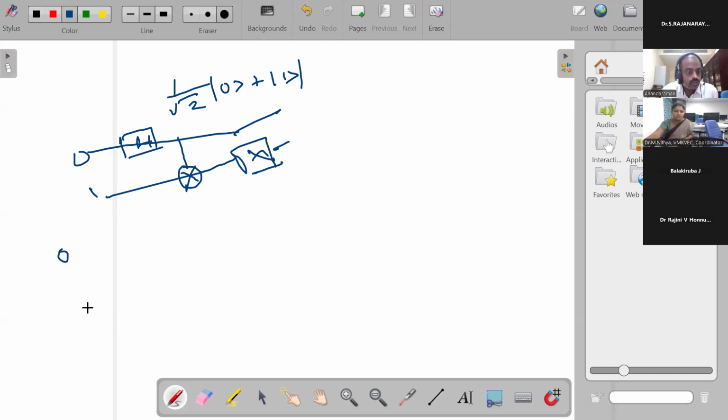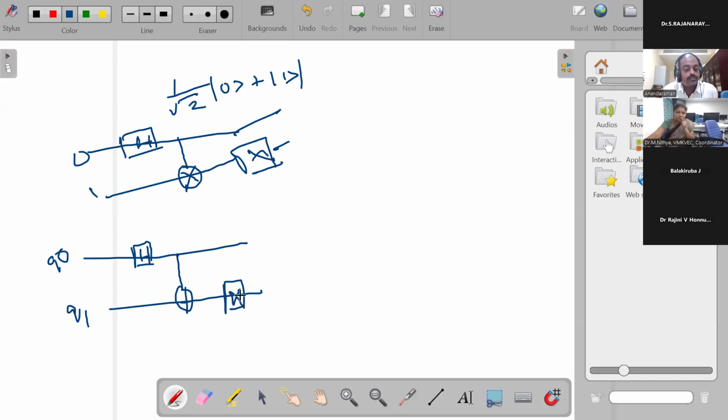So qubit 0, q0, q1. By default, it is initialized to 0 only. Initial value is 0 only. So here this is the h, and here it is the C naught. Here qubit 1, you are applying x gate. So for example, here now both values are 0 only. After applying Hadamard gate, now it becomes superposition state.